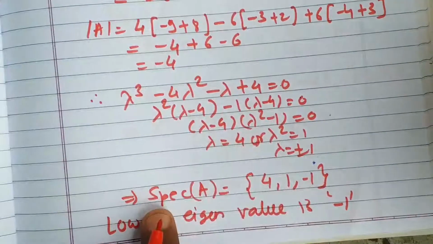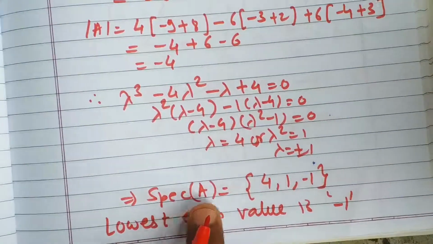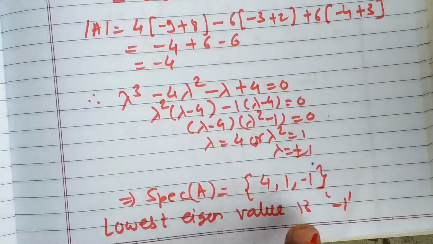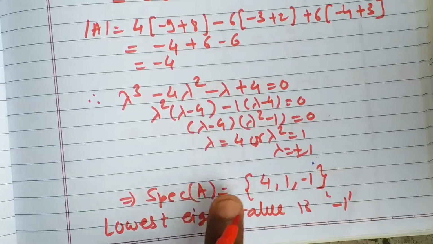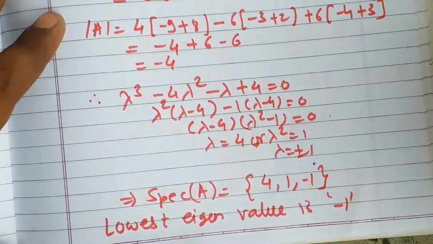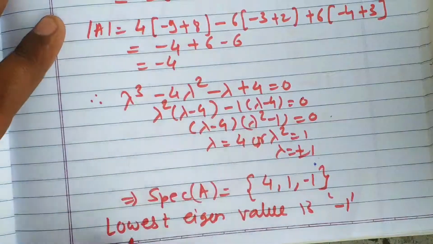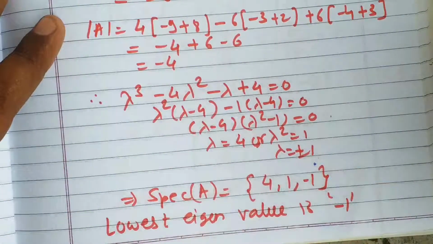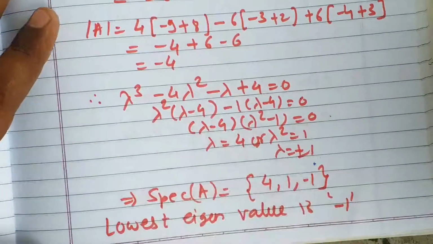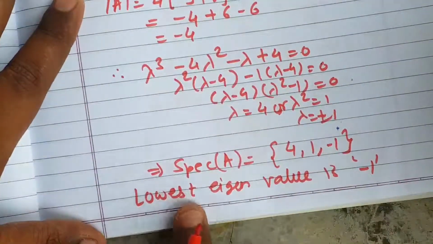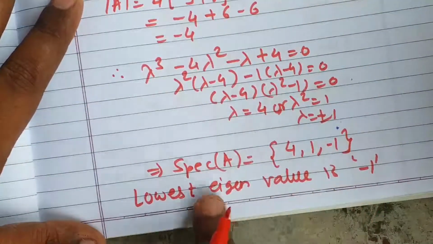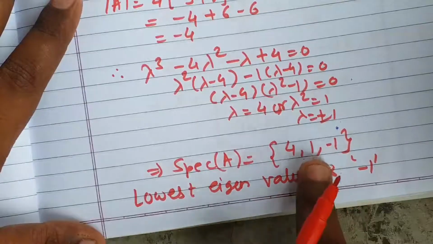Finally you can write all the eigenvalues in the form of a set, which is the spectrum of A. The set of eigenvalues is called the spectrum of A. This definition we have also discussed in the previous lecture. So whenever there is a 3 by 3 matrix, you will get three eigenvalues, and all these three eigenvalues are distinct. Okay, now we need to determine the eigenvector corresponding to the lowest eigenvalue. Out of these three, the lowest eigenvalue is minus 1.